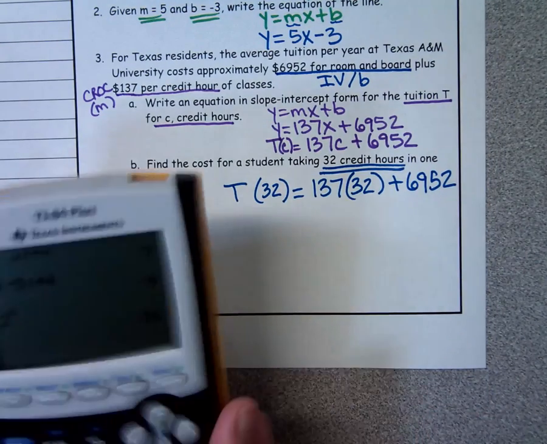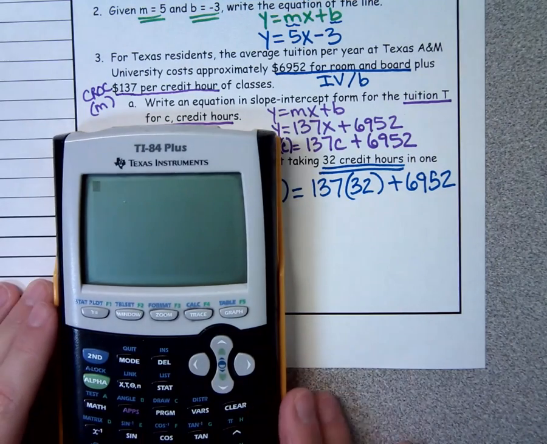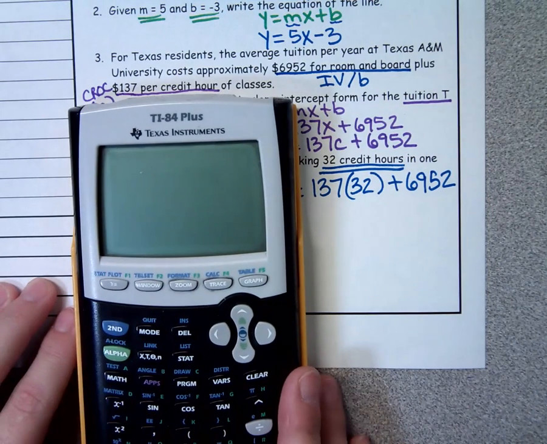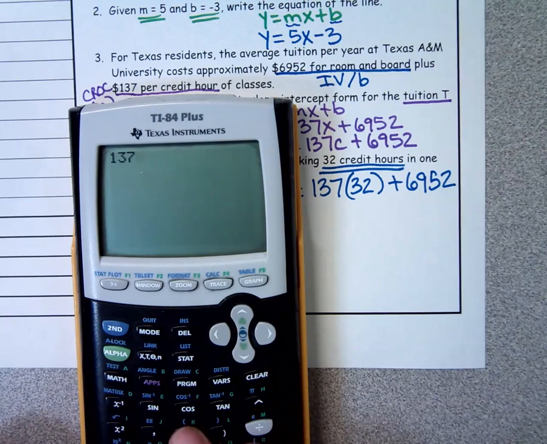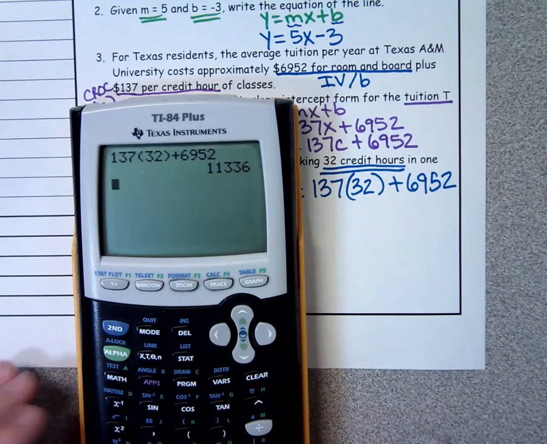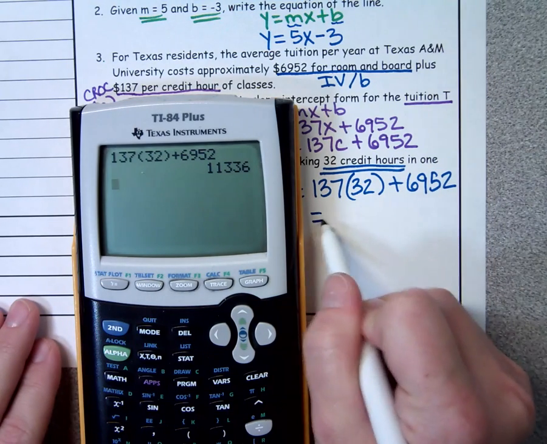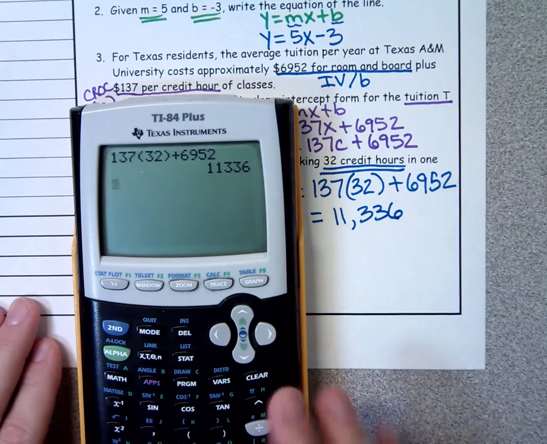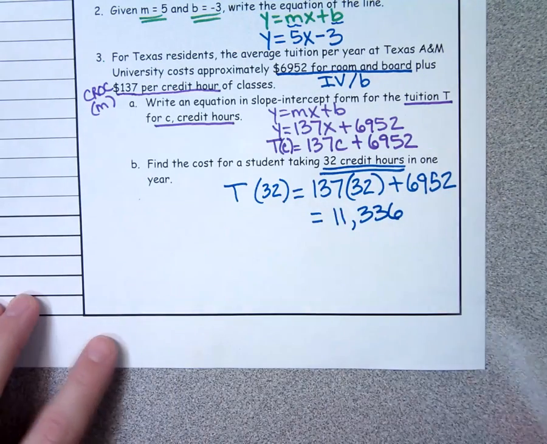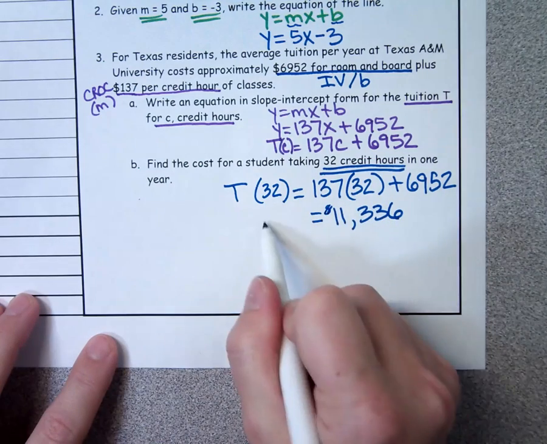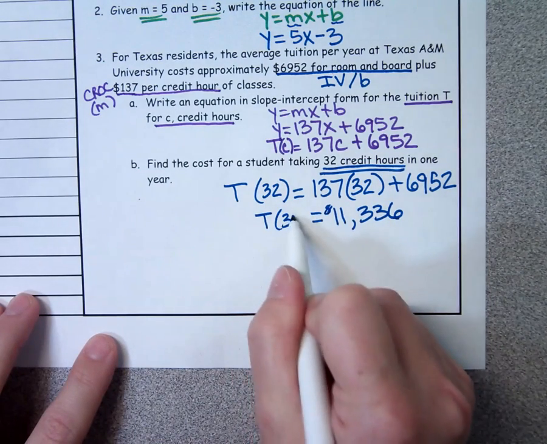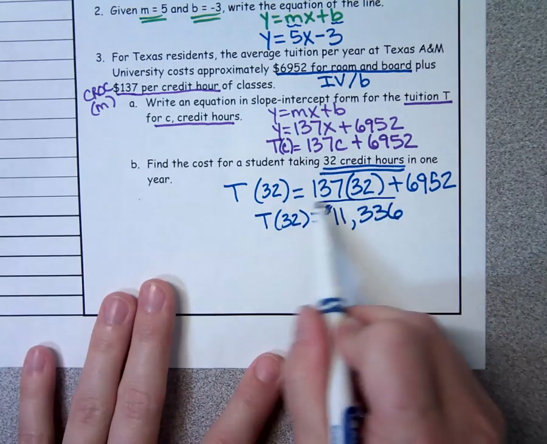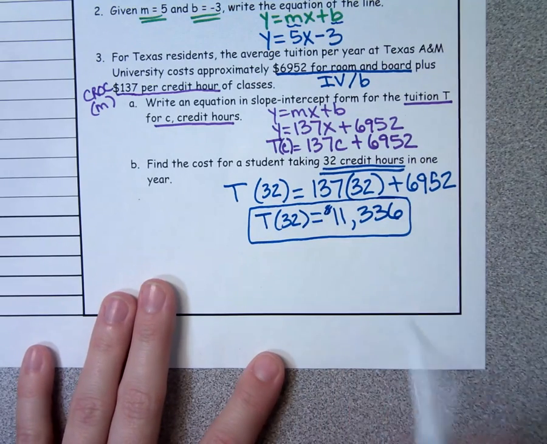So I am going to use my calculator to figure it out, and I'm going to put it in just like I see it right there. 137 times 32 plus 6,952. And we get that our total tuition for the year is $11,336. Yikes! That's a lot of money. That's your tuition for taking 32 credit hours in the year. That is 1 year of college.